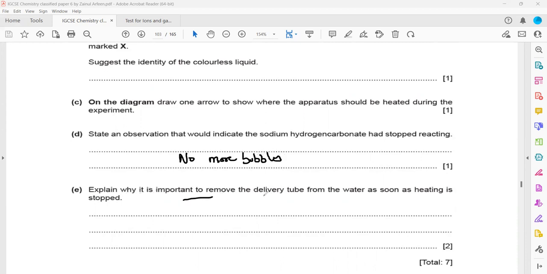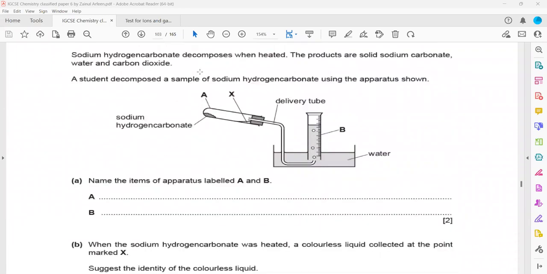Explain why it is important to remove the delivery tube from the water as soon as the heating is stopped. When we are supplying the heat energy, the gas is being pushed. We supply the heat energy from here, it decomposes and produces a gas, and the gas travels. The pressure can build up, and it might crack the test tube.